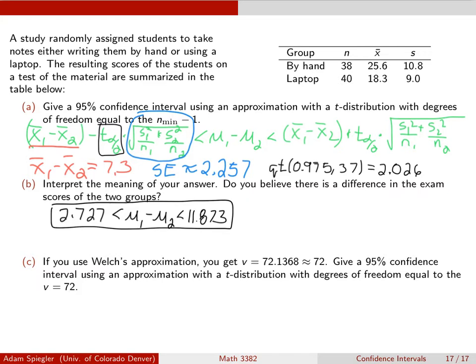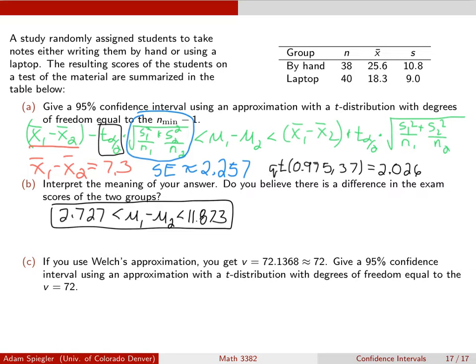And let me just say, if you didn't have R available to you and instead you were working with a t-distribution, let's flip over to what that t-distribution would look like to show where you might get that estimate.